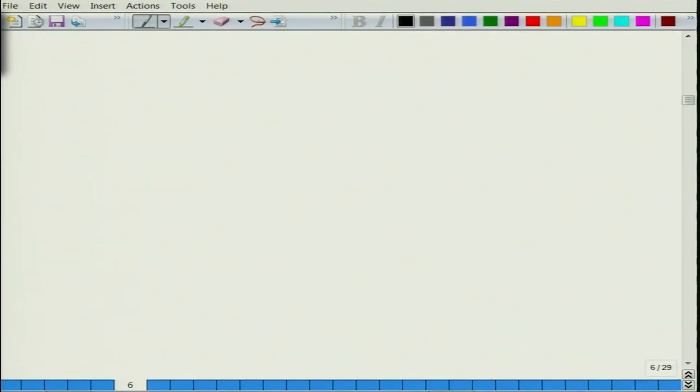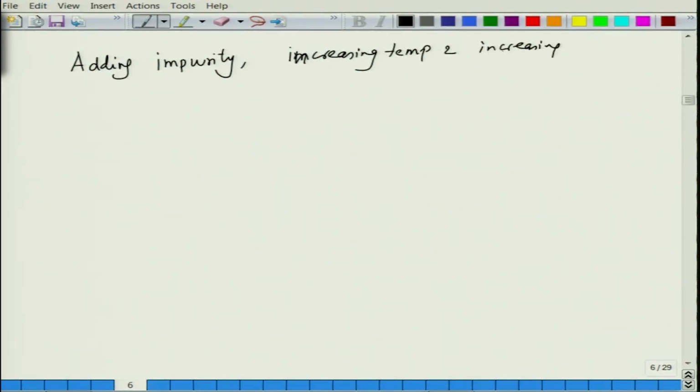So basically what we are saying is that adding impurity, increasing temperature and increasing defects will increase resistivity.